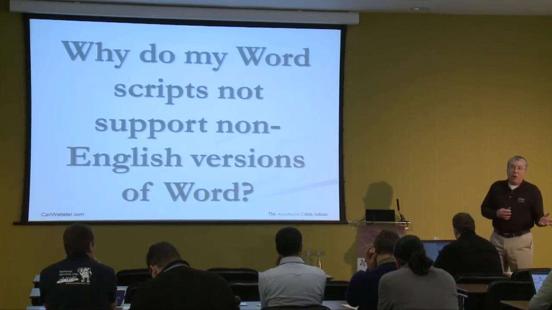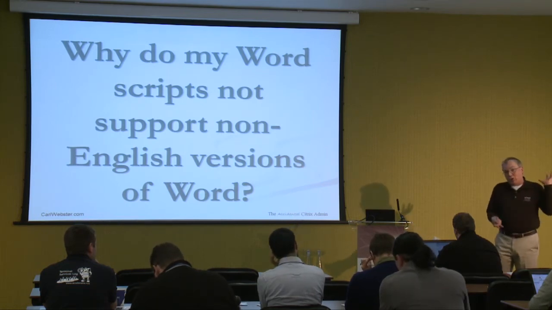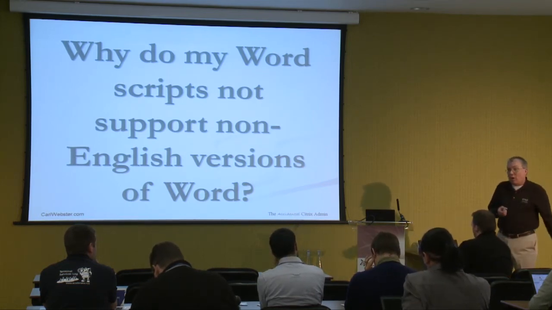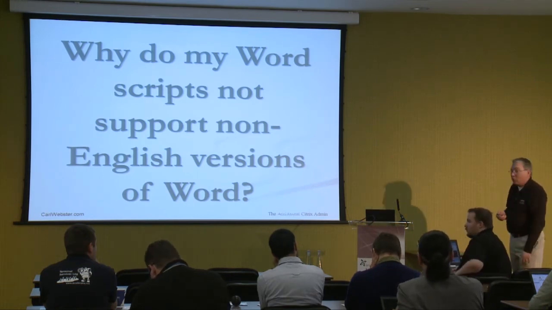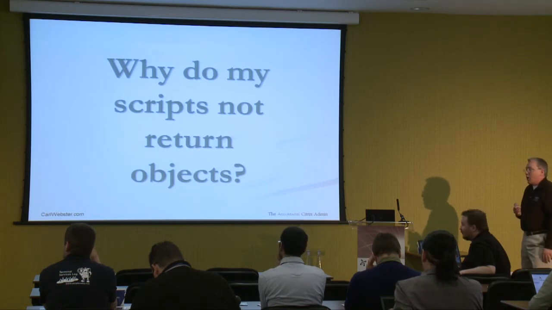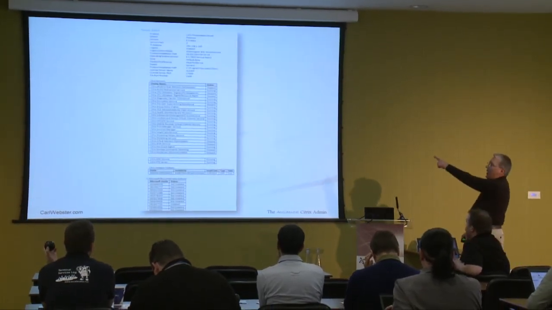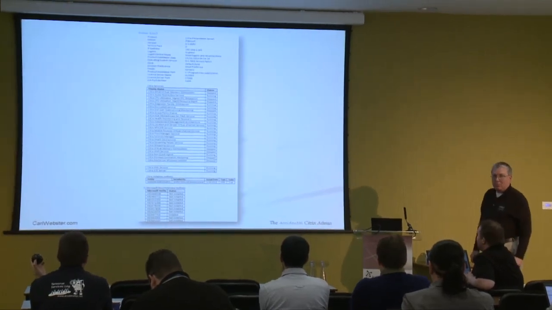And then how far do you want to take it? Do you want all the right verbose statements? You want all the output in the other language? Or do you just want to create it like it is, but just support the non-English versions of Word? And why do my scripts not return objects? Simple. I can't figure out how to make an object out of that.